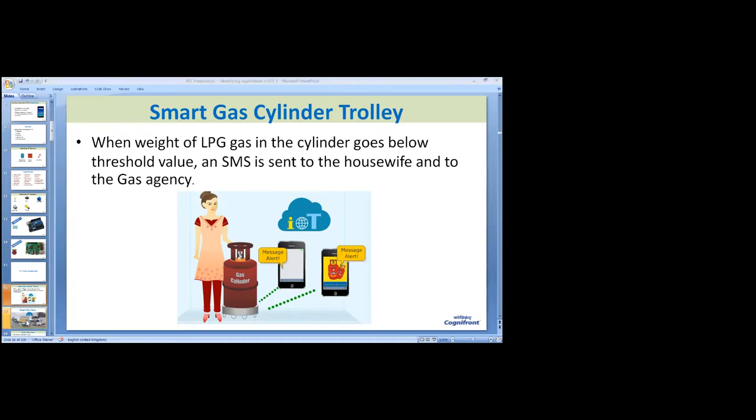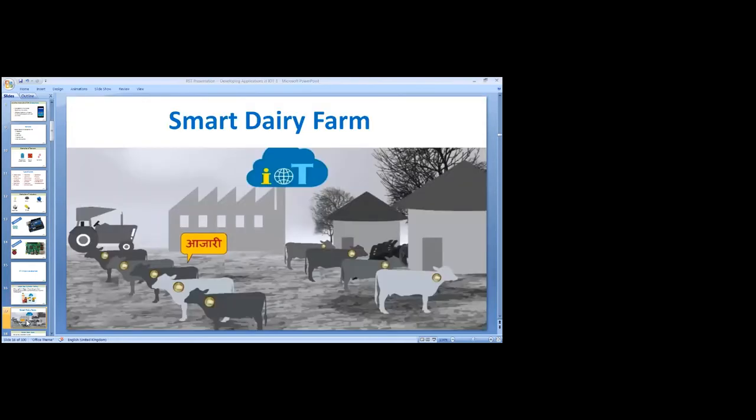Now let us go to another case. Now this is, let us say, a smart dairy. There are, let us say, 1,000 cows in a dairy farm.